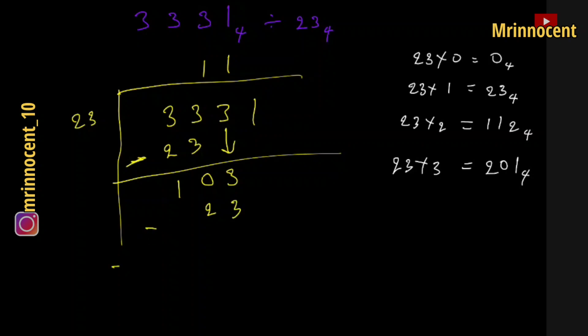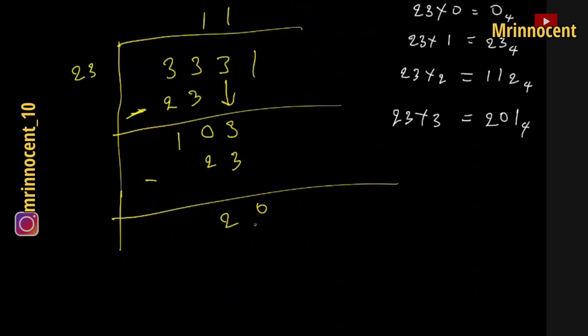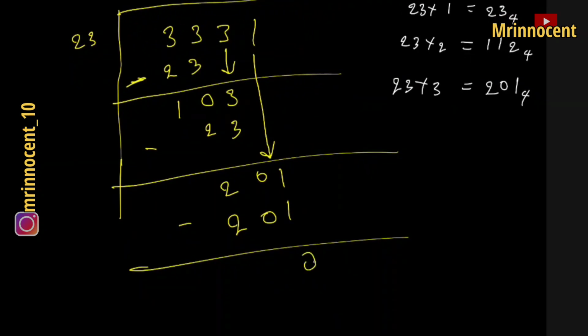You subtract. 3 minus 3 is 0. 0 minus 2 cannot, borrow 1 here, call it 4. 4 minus 2 is 2. So 23 divided by 20 cannot, bring down 1. 23 divided by 201 is 3. And 3 times 23 is 201. So minus, you have 0.